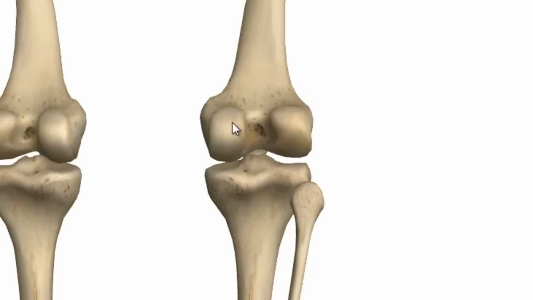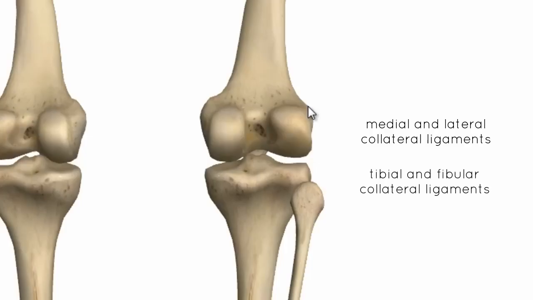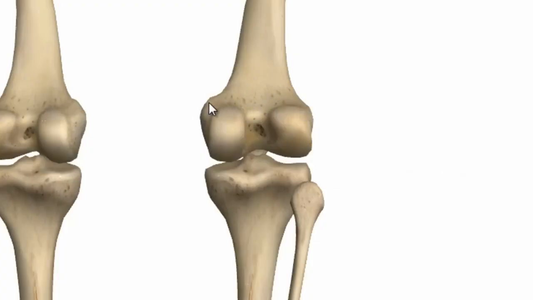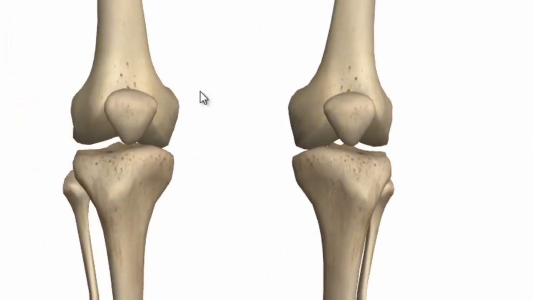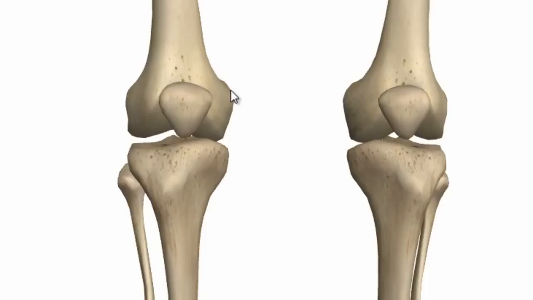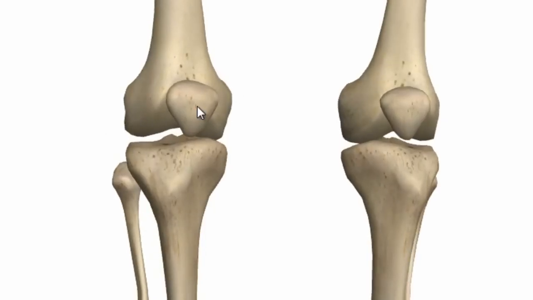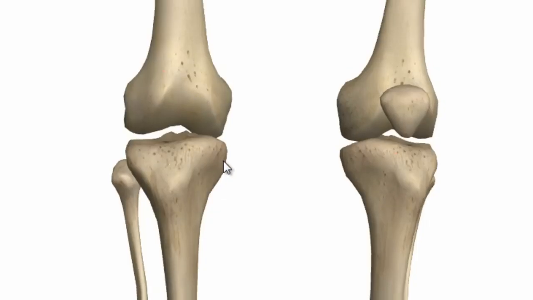Just above the condyles, you've got epicondyles. This is the site of proximal attachment for the collateral ligaments, the medial and lateral collateral ligaments, or the tibial and fibular collateral ligaments. The epicondyles are not articular. You've got these epicondyles here where the collateral ligaments attach. And then anteriorly, if I remove the patella bone, you've got this little groove in the femur where the patella articulates.